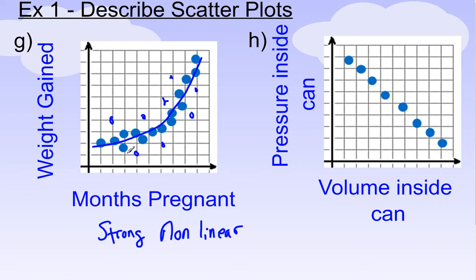So this amount of weight gain, based on the months pregnant you are, is a pretty strong relationship. As you become further in the pregnancy, you continue to gain more weight as the child is growing bigger. That's true for nearly everybody. So there's a strong correlation between those two variables.